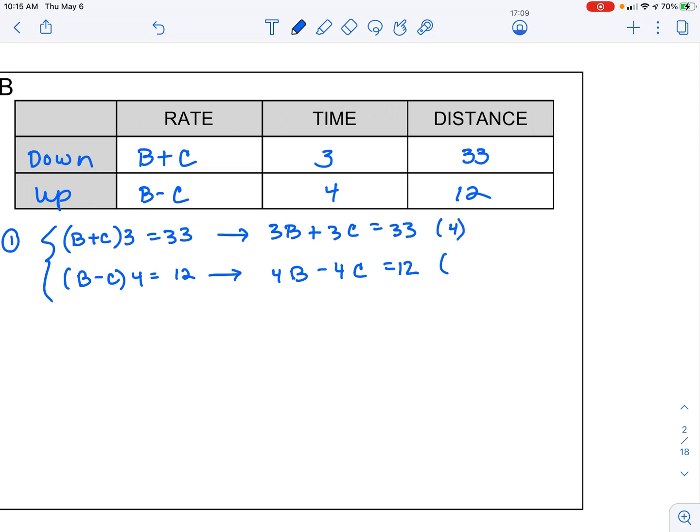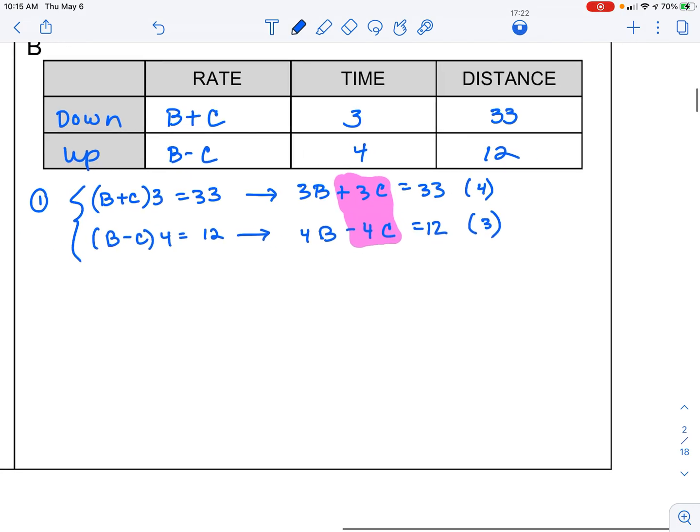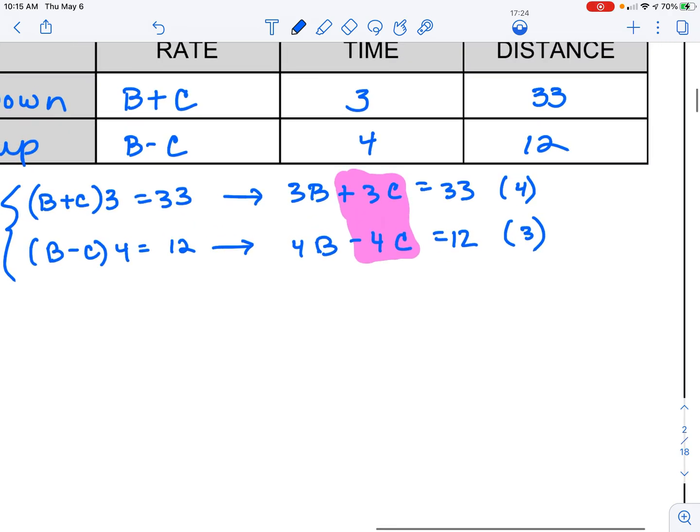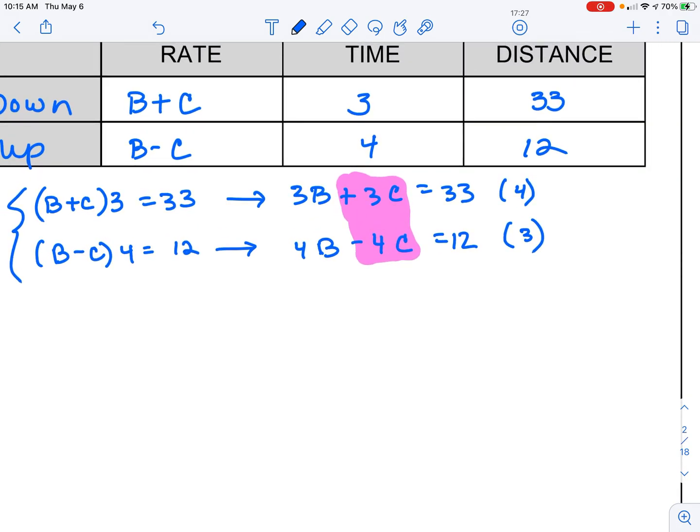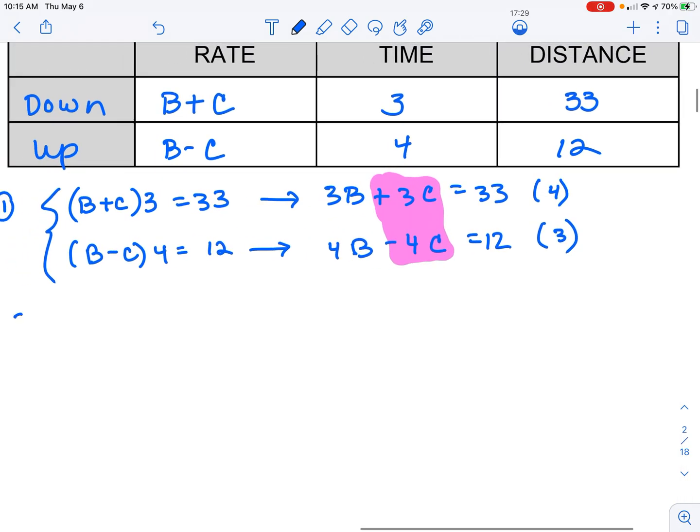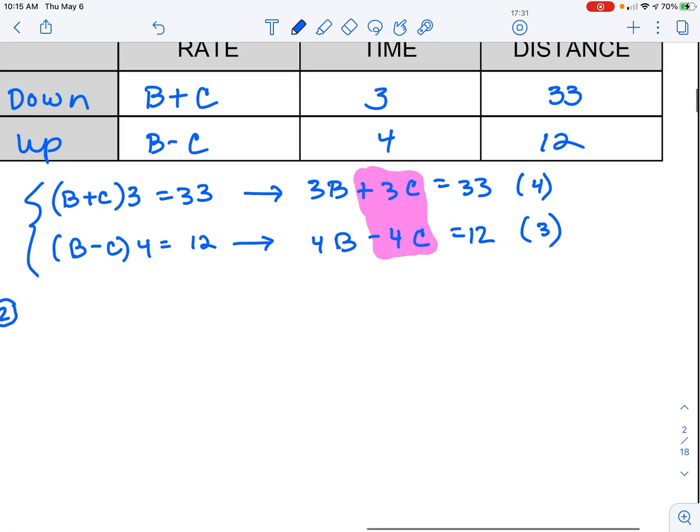Let's see what we're going to do. If I multiply the top one by 4 and the bottom one by 3, what's that going to change for me? That's going to give me the ability now to eliminate those. So down below, let's go ahead and make that calculation. So here's going to be step 2.